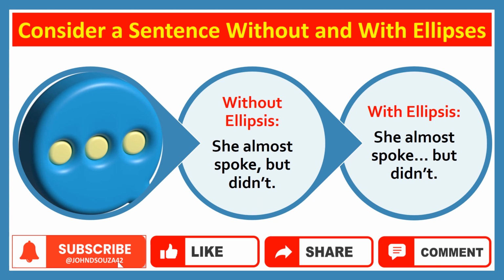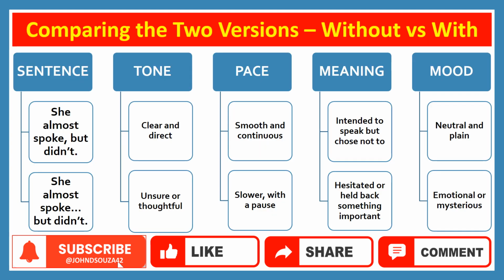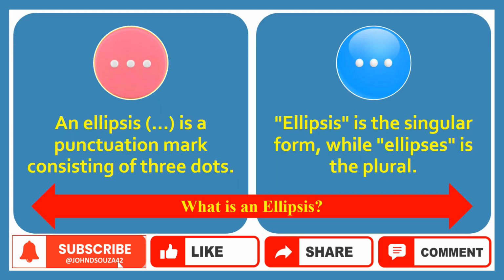Consider a sentence without and with ellipses. With an ellipsis, the sentence feels slower, more emotional, and uncertain, while without it, the sentence is clear, direct, and neutral. An ellipsis is a punctuation mark consisting of 3 dots, with ellipsis with an I as the singular form and ellipses with an E as the plural form.